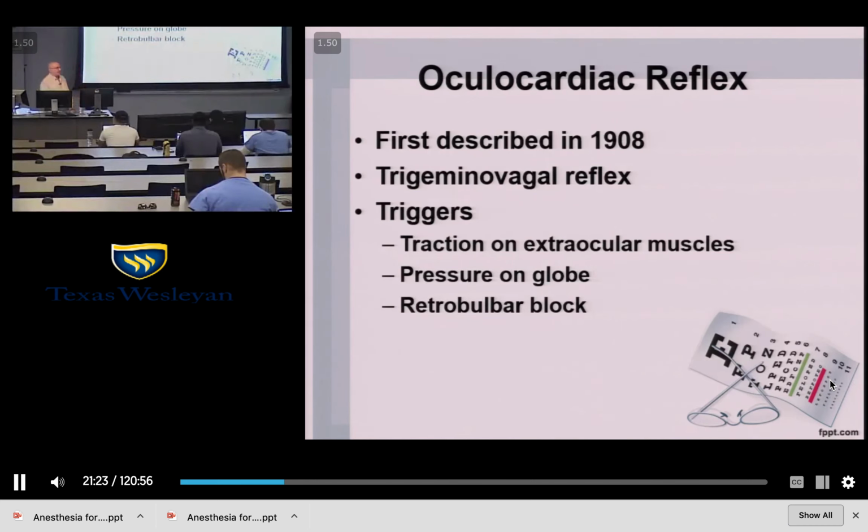Those kids can get bradycardic. They can become completely asystolic temporarily. I've never had one get asystolic, but I've had plenty become bradycardic. You can see an AV block. You can see ventricular ectopy. So just be aware that it's typically in children.